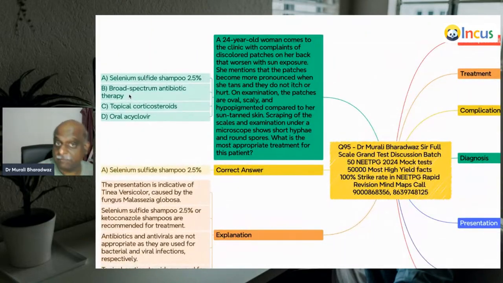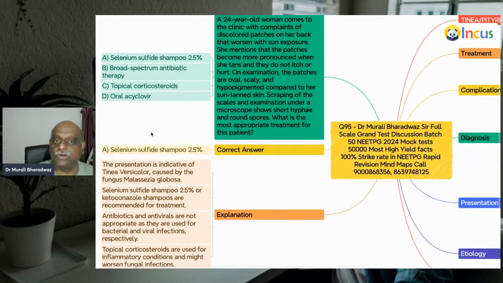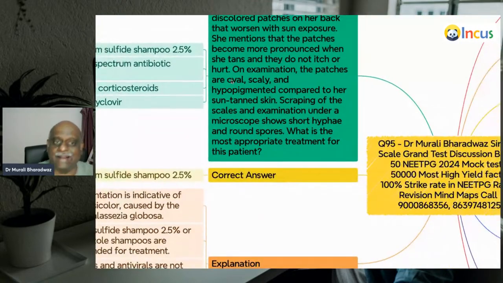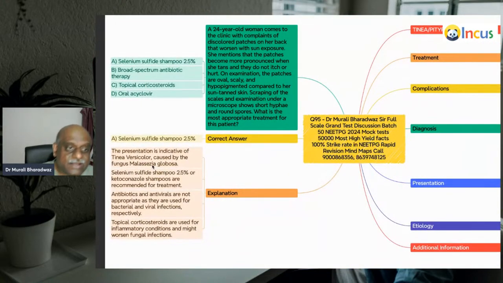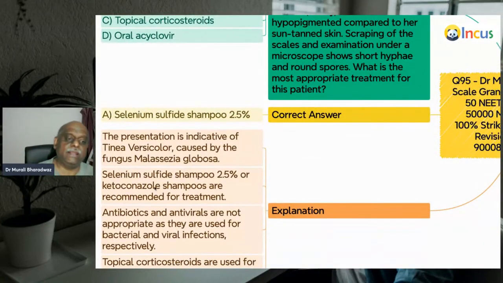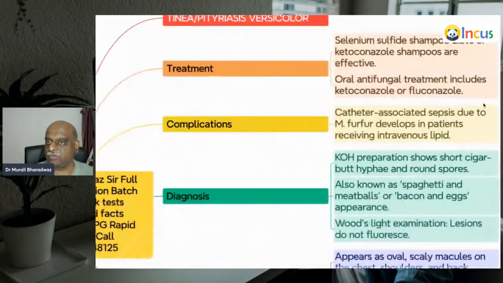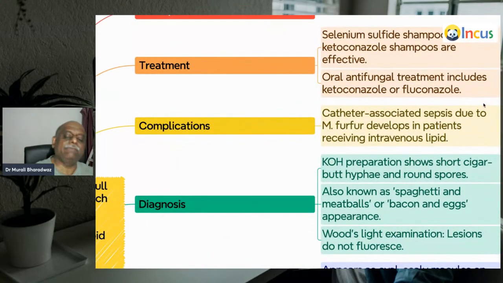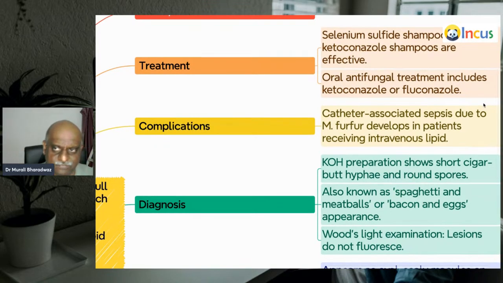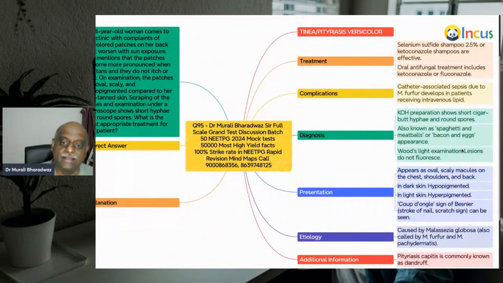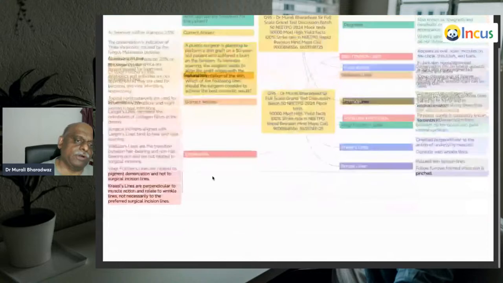24-year-old, discolored patches on the back that worsen with sun exposure. So, patches are oval, scaly, hypopigmented compared to her suntanned skin. So, classical of tinea versicolor caused by Malassezia furfur. We give selenium sulfide shampoo 2.5% or ketoconazole shampoo as a treatment of choice. So once more, you have to master all the high yield facts about pityriasis versicolor, otherwise called tinea versicolor. I leave the literature for you, doctor, all the important points about.